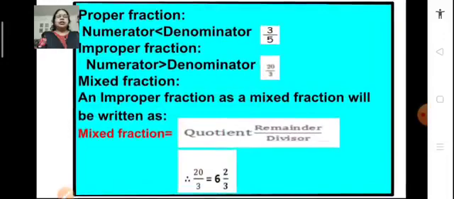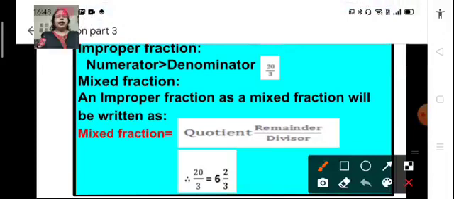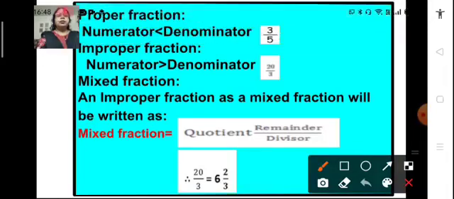What are proper fractions? When the numerator of the fraction is less than the denominator, then it is called a proper fraction. We have an example here, 3 upon 5. And what is an improper fraction? When the numerator is greater than the denominator, then the fraction is an improper fraction. For example, 20 upon 3.